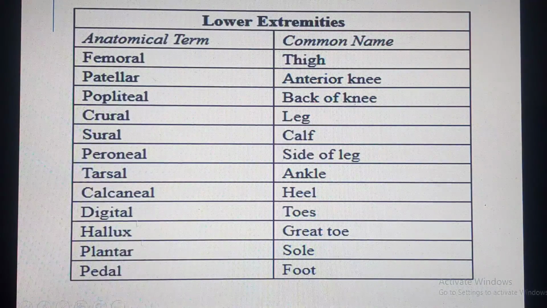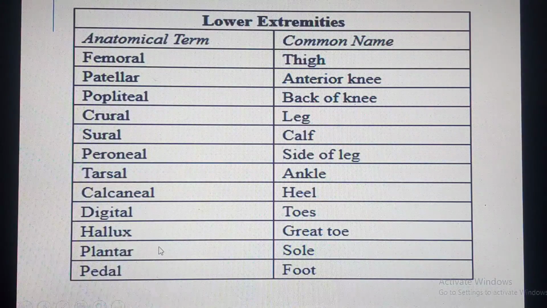Digiti or digital has to do with the toes. If you hear digiti minimi, then we are looking at the little toe. The great toe we call hallux. When you look at the foot, the superior portion of the foot, which faces upwards, is known as the dorsum of the foot. Generally, if we talk about the foot, we call it pedal. If someone presents with pedal edema, it means the foot has swollen.